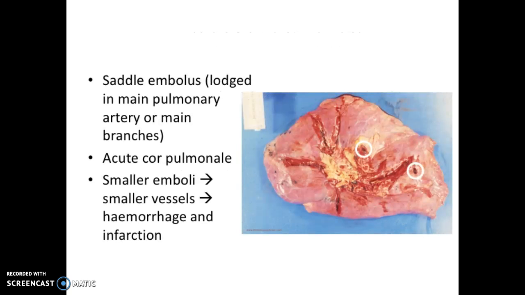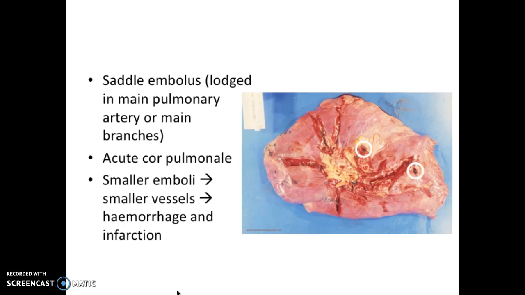This is how pulmonary embolism manifests in the lung. The first is saddle embolus. This is when a large embolus is lodged in the main pulmonary artery or main branches, and this is a common cause of sudden death. And there is acute cor pulmonale as well. This is right-sided heart failure due to pulmonary embolism.